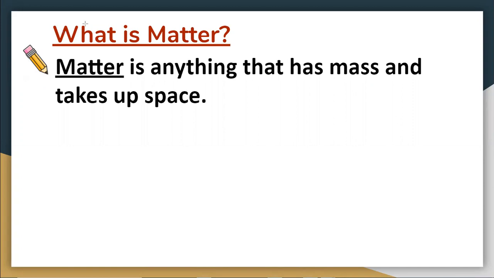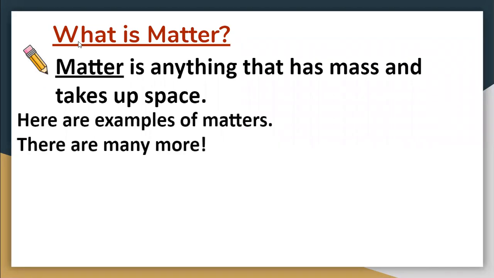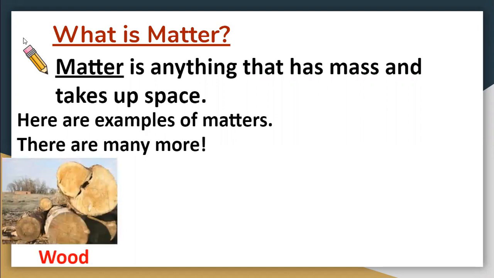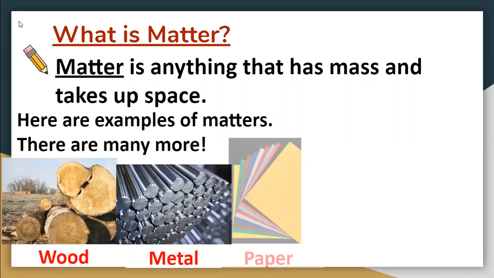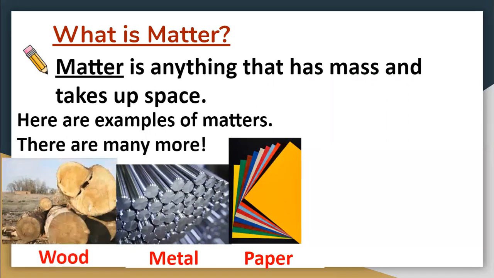Okay, let's talk about matter some more. Here are some examples of matter. I should say matter, not matters. There are many, many, many more examples of matter than what I'm going to show you here. So wood is an example of matter because it has mass and it takes up space. Metal is an example of matter because it has mass and it takes up space. Paper is an example of matter because it has mass and it takes up space. Glass is an example of matter because it has mass and takes up space.